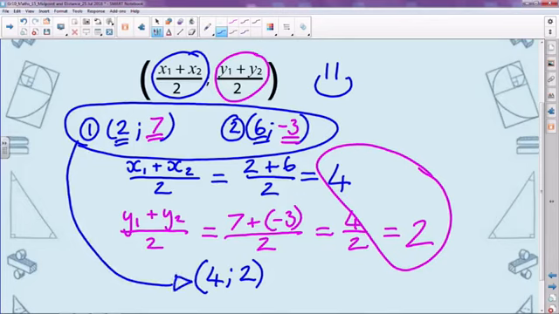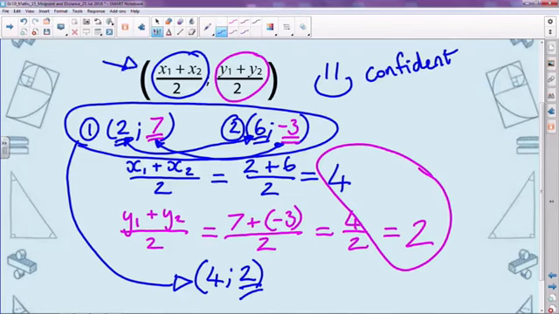Yes, I could have got that by just looking at it and going, well, the midpoint of 2 and 6 is going to be 4, and the midpoint of 7 and negative 3 is going to be 2. But the calculation just makes me feel confident, and a lot of maths is just making you feel good about yourself. So remember, there are 2 different calculations. You're calculating the x value and you're calculating the y value, and you must put it in coordinate form.